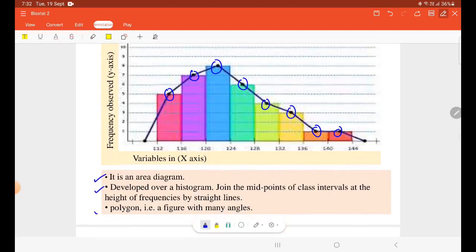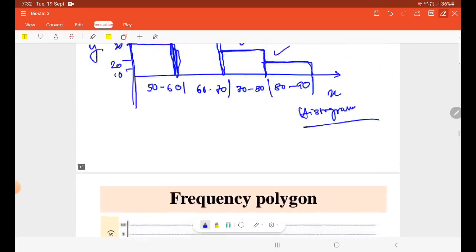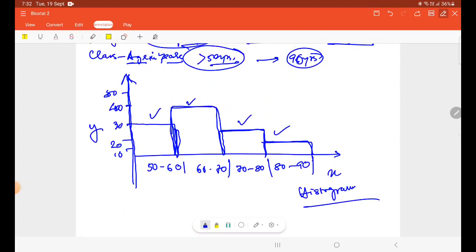It is a polygon, that is, a figure with many angles. Since straight lines have been joined, angles have been formed. When two straight lines join, an angle will form. For example, in this, the midpoints of the class intervals of the histogram will be joined by various straight lines. Say from here to here, here to here. So one angle from here to here, another here to here. From here to here, another angle is formed, another angle formed. That is why it is a frequency polygon.